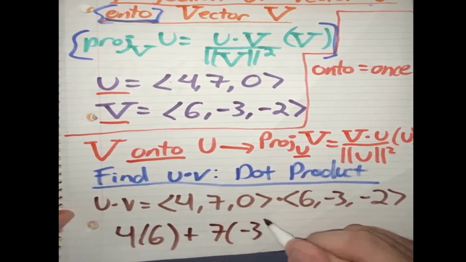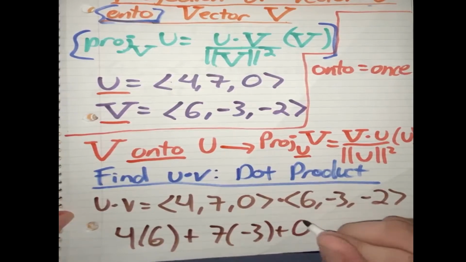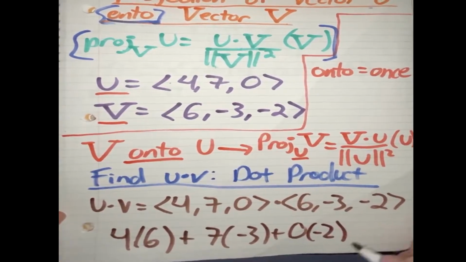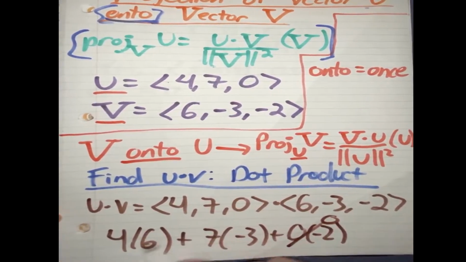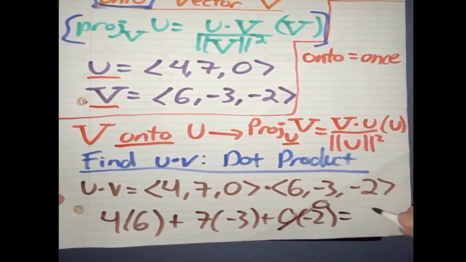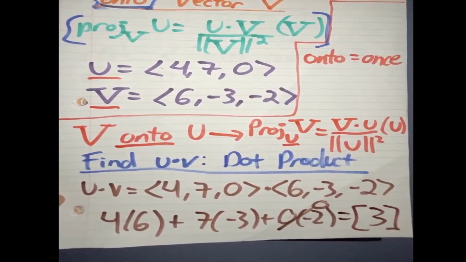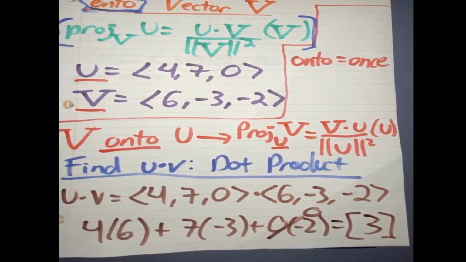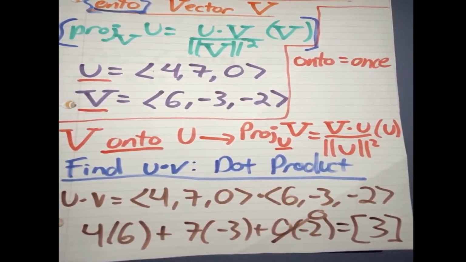7 times negative 3 plus 0 times negative 2. And in doing so, this is 0, 24 minus 21. This would be equal to positive 3. So that's our dot product. All I did was simply compute the dot product of these two vectors.